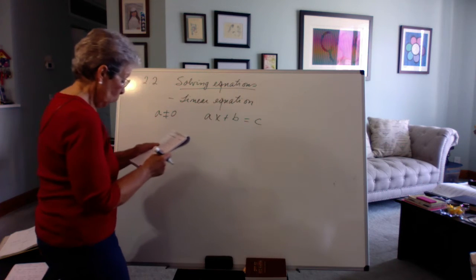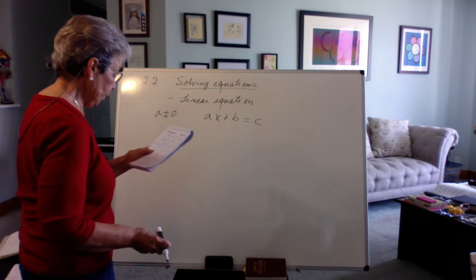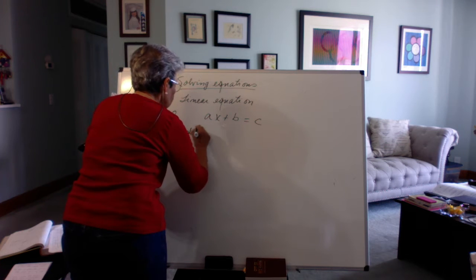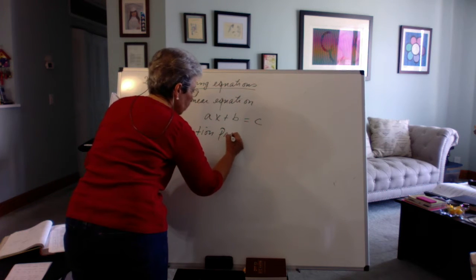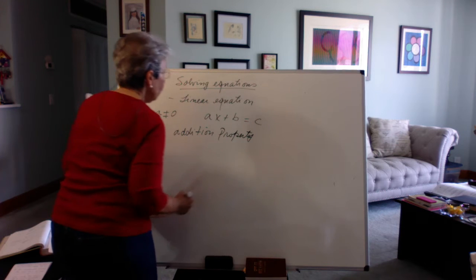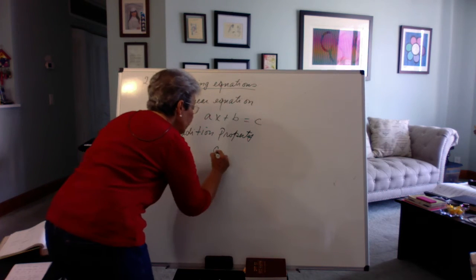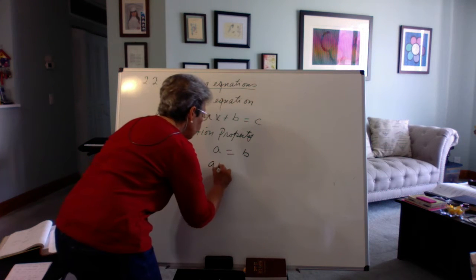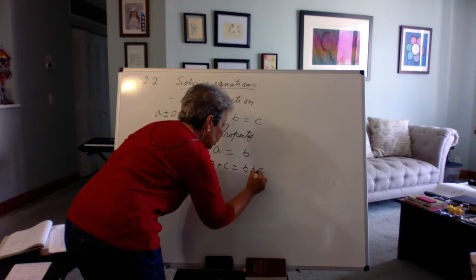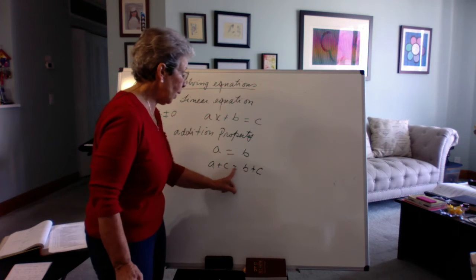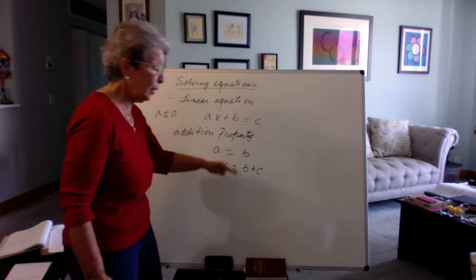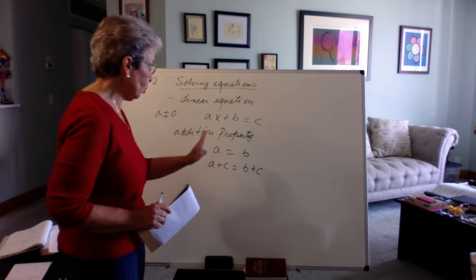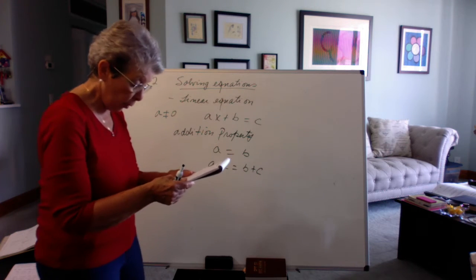Okay, a very important property is the addition property of equality. If I have A equal B and I add something to both sides, for example, A plus C is equal to B plus C. If I add C to the left side and I add C to the right side, this is equivalent. So this is a property of addition. If I add something to the left side, I have to add something to the right side too.